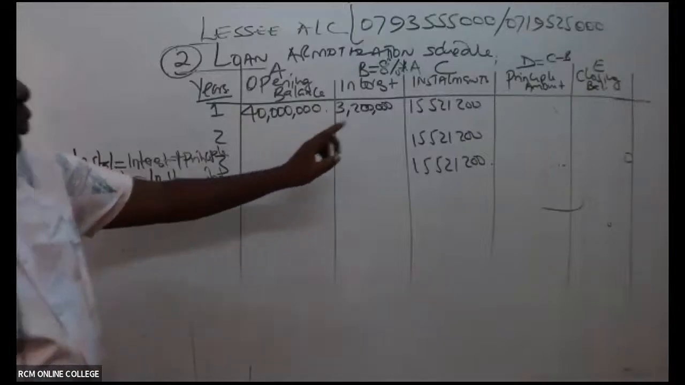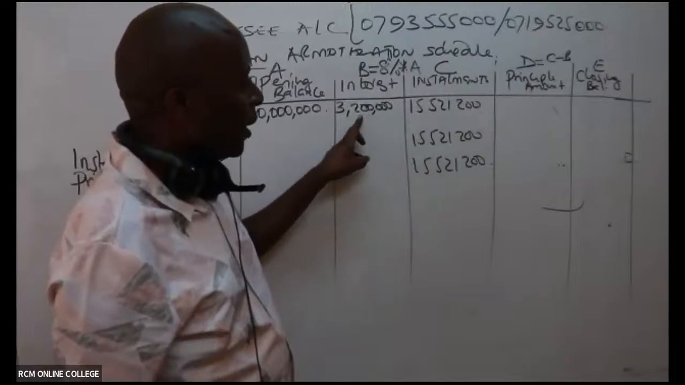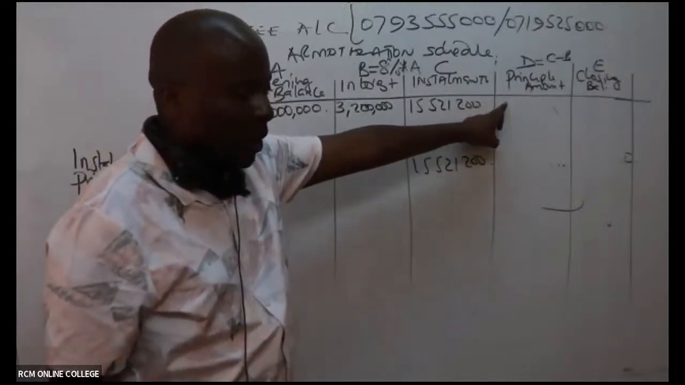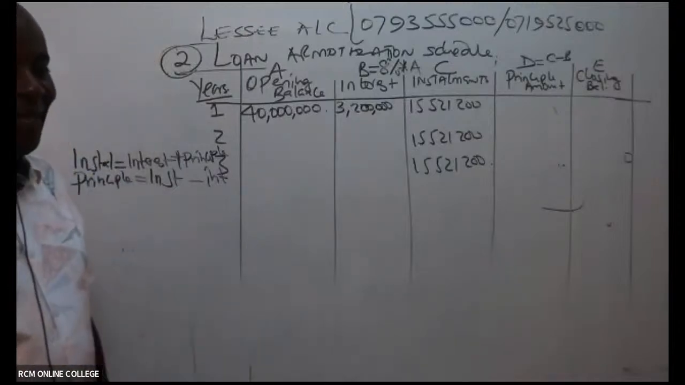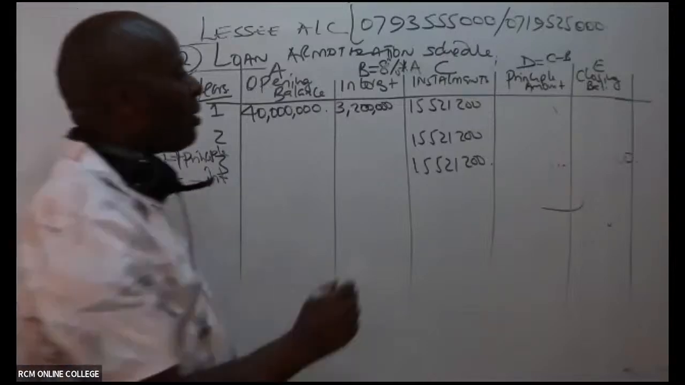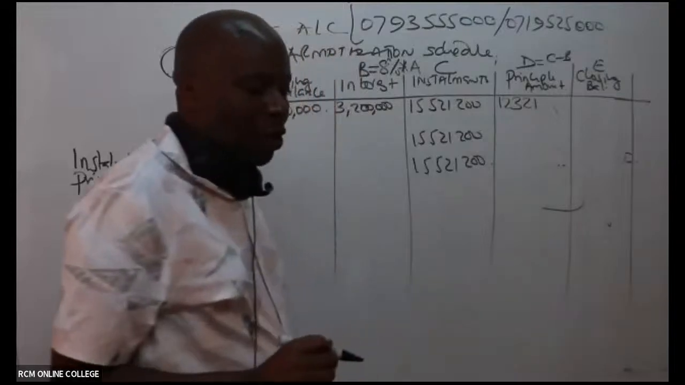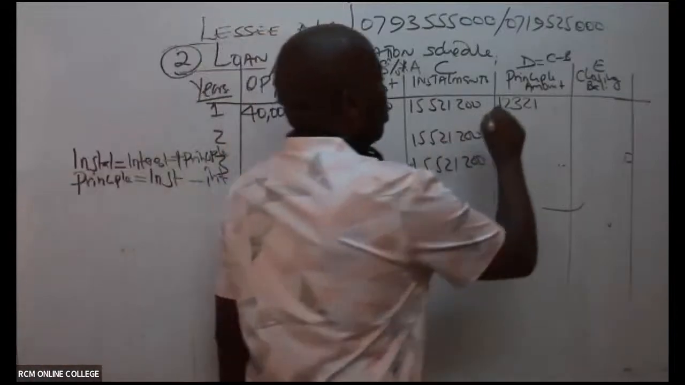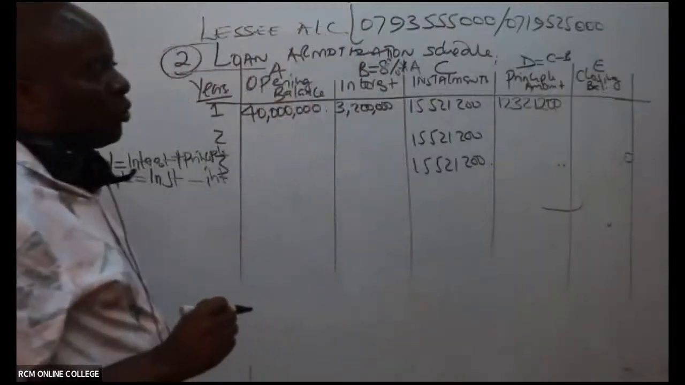So is there somebody who is able to give me the first one here? I'm taking this installment minus the interest paid. So is there somebody who is able to give me this principal amount? We only have very few minutes actually. I'm over time, but we shall overcome. So according to J, it is 12,321,200. Thank you so much.